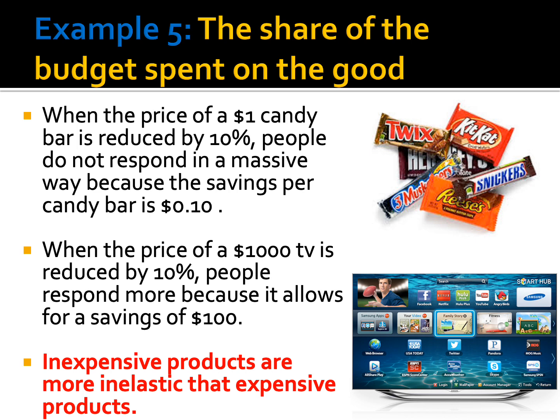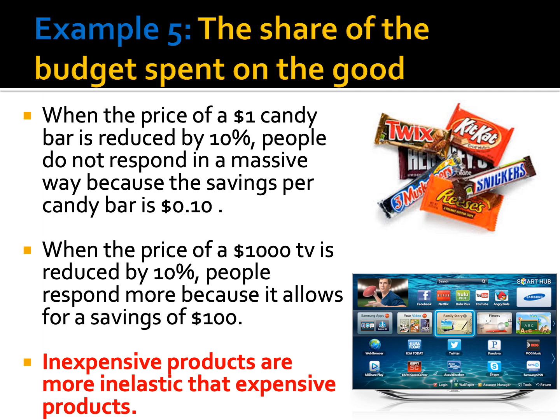Example 5, the share of the budget spent on the good. Okay, so let's think of this a little bit differently. Let's think of this story as a 10% price cut. So let's start with a $1 candy bar, which is still a fairly high price for a candy bar. And let's say there's a big sale that week at the supermarket where all the candy is 10% off. Are people going to respond in some kind of massive way? And the answer is, of course, no. You won't even flinch at a 10% cut in the price of a candy bar, because all it does is save you 10 cents.